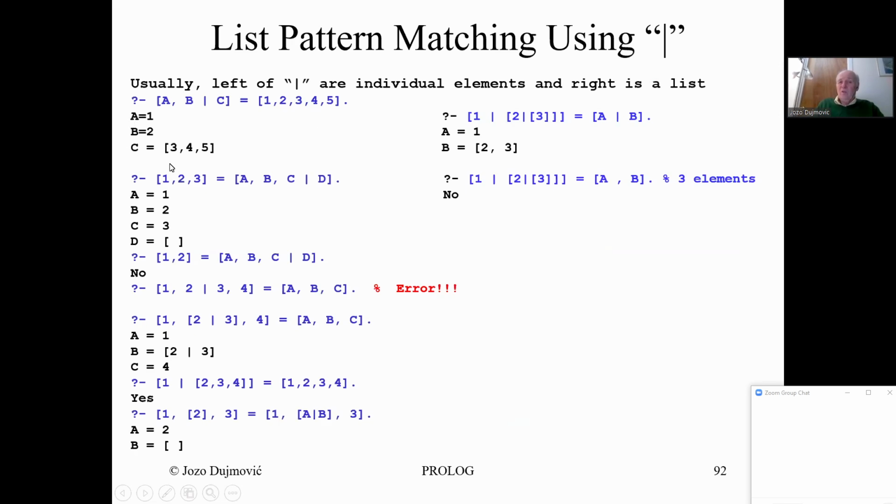Therefore, that's what is the result here. You can also say, I have list 1, 2, 3, and I want to match this with A, B, C, and D. Of course, after these 3, since this is the proper list, we have an empty list. So A matches 1, B matches 2, C matches 3, and D matches this empty list at the end. So you get 1, 2, 3 in this way.